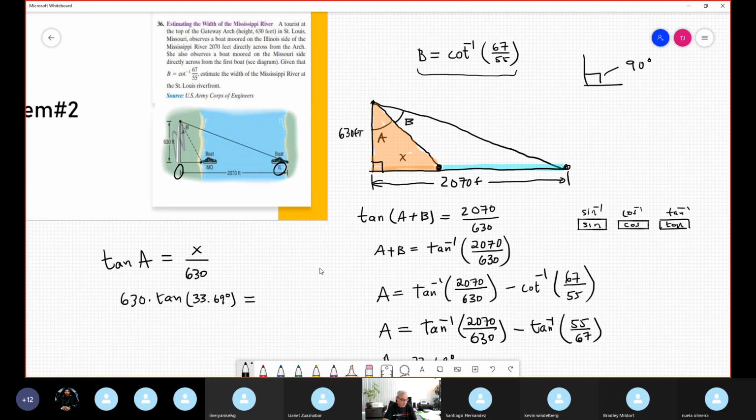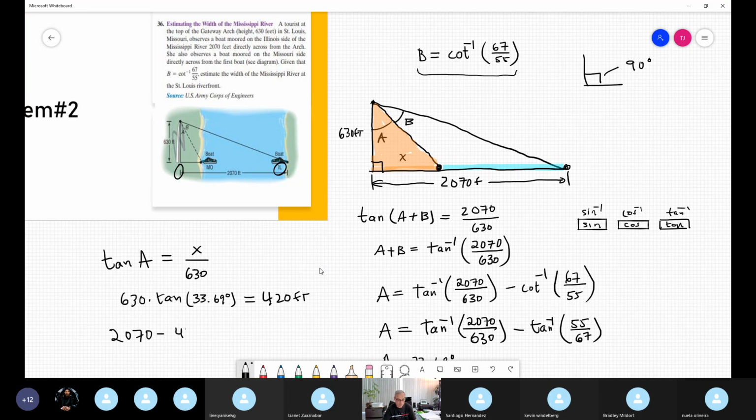I have the answer. Well, the answer is, I round, it's 419.999, entonces 420. 420 feet. Finally, the width of the Mississippi River is 2,070 minus 420. And the answer is 1,650 feet. It's my final beautiful answer.